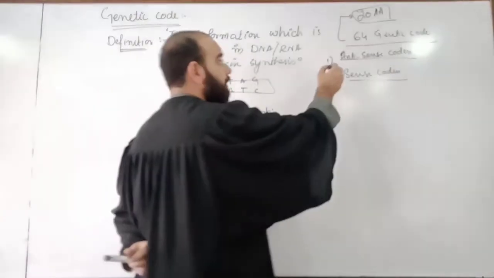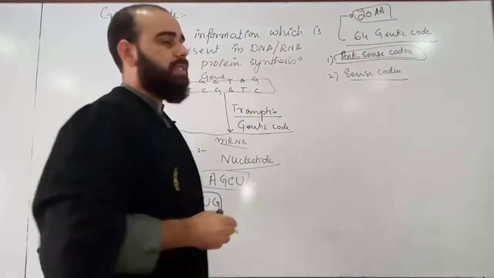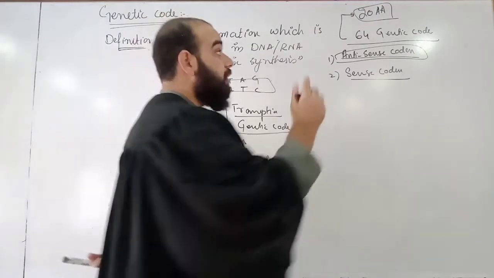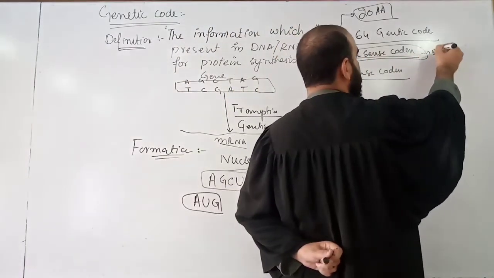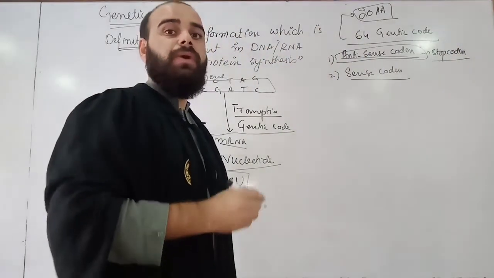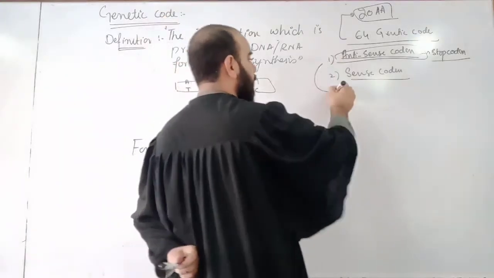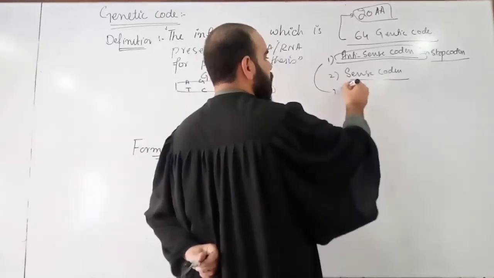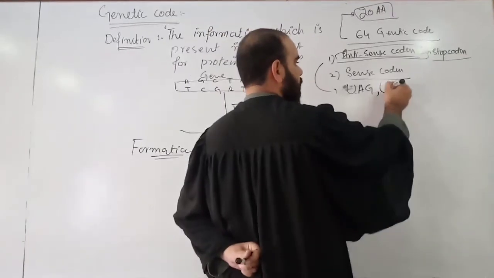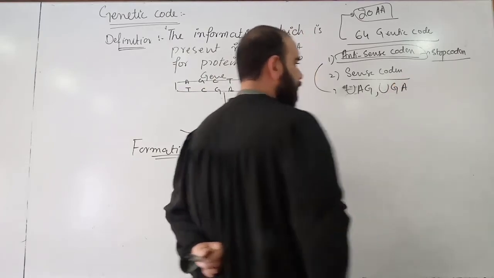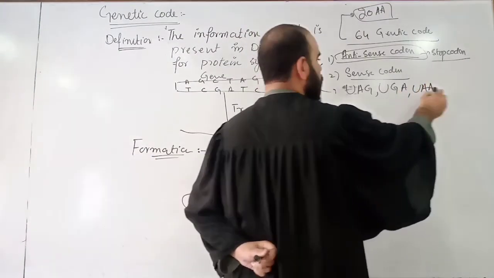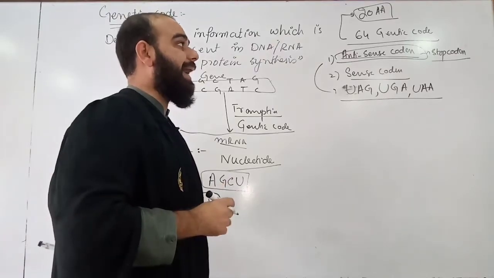But we have some antisense codons. It means that they will not carry information for the sequence of amino acids. These antisense codons are also known as stop codons. So what are those stop codons? They are UAG, uracil adenine guanine, UGA, uracil guanine adenine, or UAA. These are antisense codons.